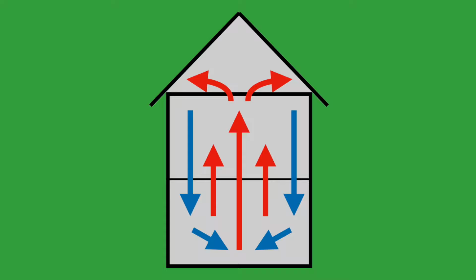Think about your house in the summer. Unless you have air conditioning turned on, the second floor is always much warmer than the first. That's because the hot air in the house is lighter and rises to the second floor. The cooler air is denser and falls to the first floor.